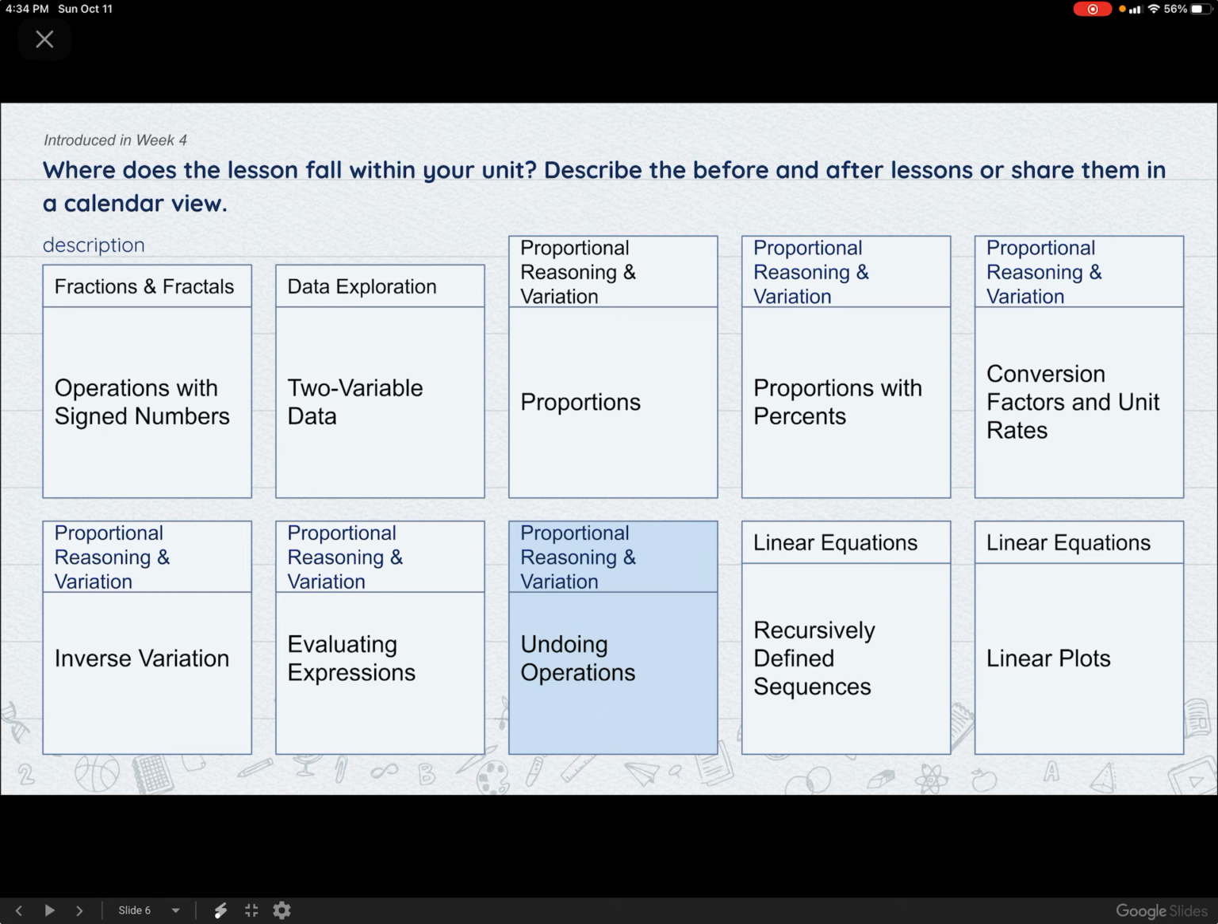So right after finishing the undoing operations was when I implemented the 3-act math task. And after that, we are moving on to linear equations, which are recursively defined sequences, and linear plots. The reason I decided to do it right after undoing operations was because the first unit had to do with expressions and getting into equations.